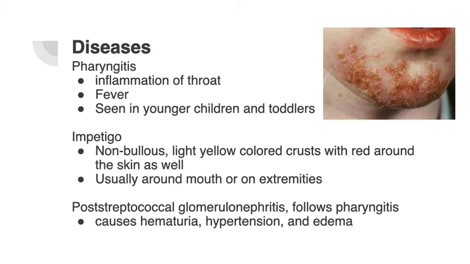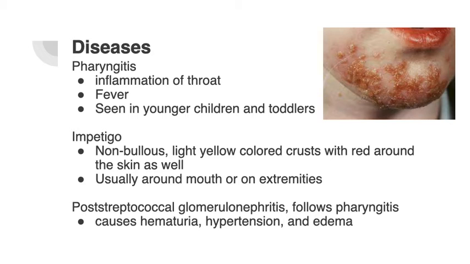Alright, so the first disease is pharyngitis, which is probably the most common disease that we see correlated to Strep pyogenes, and it is an inflammation of the throat, and usually there's a fever with it. And it was that first photo that we saw in the prior slide, where there are white patches on the throat. It's usually seen in younger children and toddlers, and it is also known that strep throat is caused by group A streptococcus.